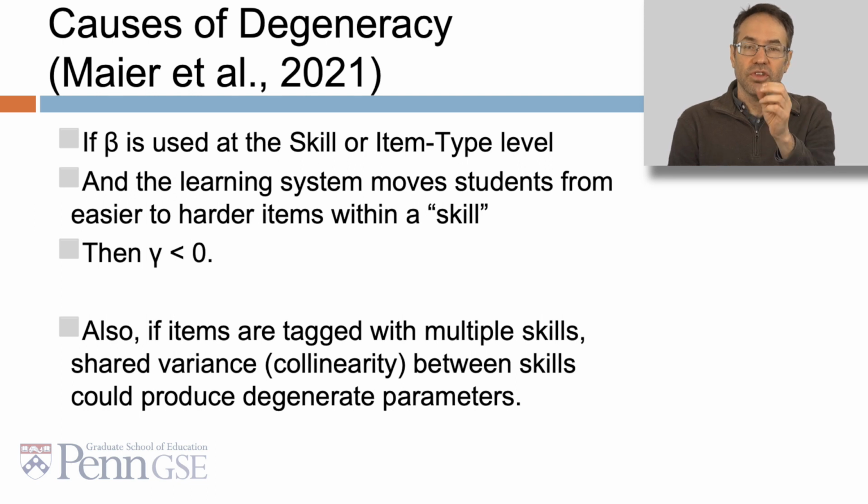If beta is used at the skill or item type level, and the learning system moves students from easier to harder items within a skill, then you're going to get gamma being less than 0, because the system is actually quietly assigning harder items over time. Also, if items are tagged with multiple skills, then shared variance, aka collinearity, between skills could produce degenerate parameters.